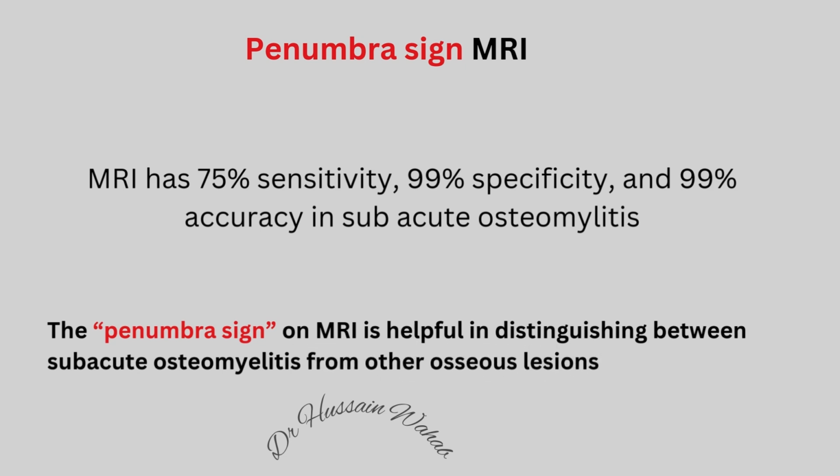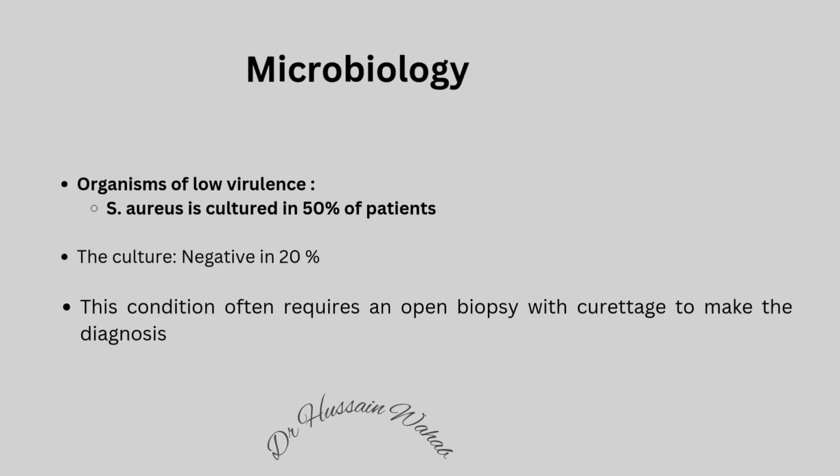The differentials of Brodie's abscess include osteoid osteoma, Langerhans cell histiocytosis, chondrosarcoma, eosinophilic granuloma or tuberculosis. Microbiology: organisms of low virulence are considered to be the cause of Brodie's abscess. Staphylococcus aureus, a gram-positive spherically shaped bacterium, is cultured in 50% of patients. The culture is negative in 20% of the patients. This condition often requires an open biopsy with curettage to make the diagnosis.